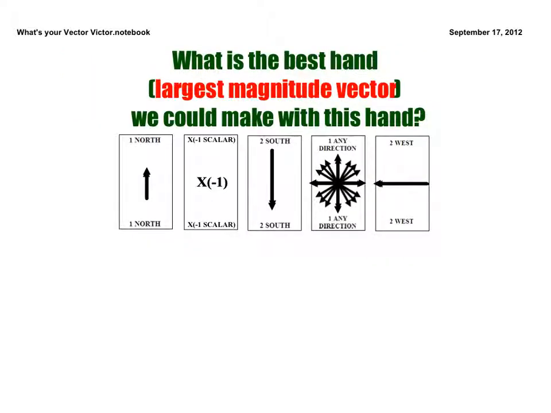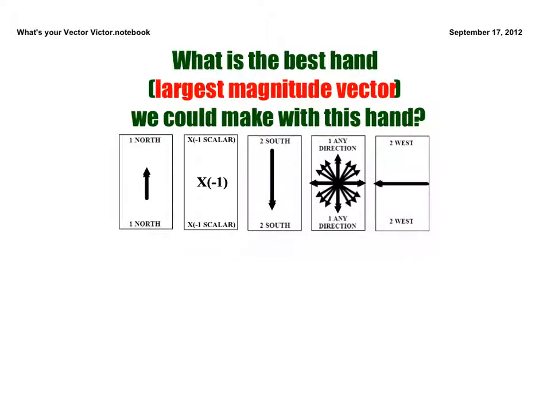So let's do a quick practice here. If we had these 5 cards, if we're playing round 1, how could we make the very largest magnitude vector with these 5 cards? Well, if you take a look here, I have a 1 north, and I have a 2 south, then I have a 2 west, and then 1 any direction. What I can do here is I know that with these 3 cards, I can get something vertical, and if I can add all those up, I can get something pretty big.